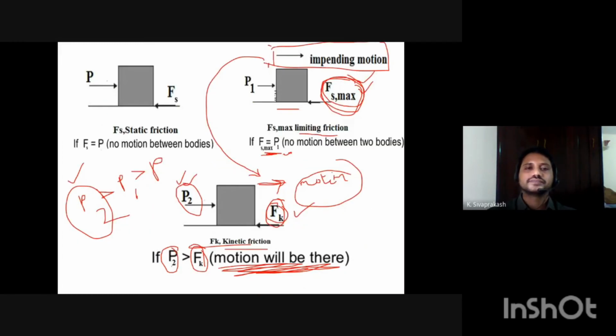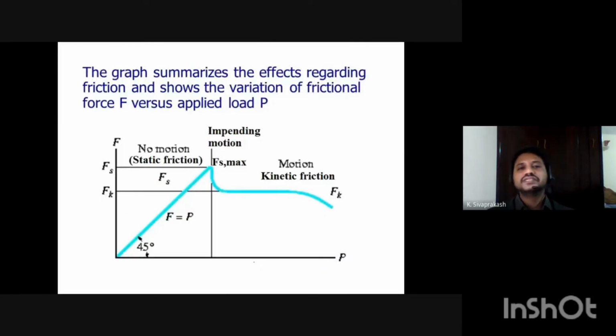Let us see the graph between the friction and the external force. The graph summarizes the effect of friction when you are applying a force. Let us take the force P along the x-axis, and along the y-axis, the frictional force F.